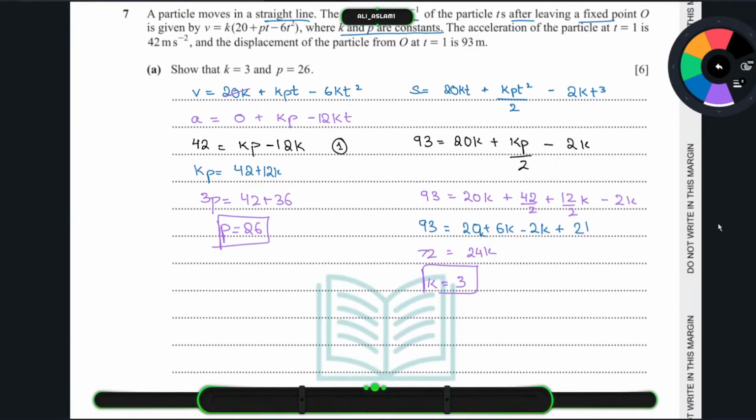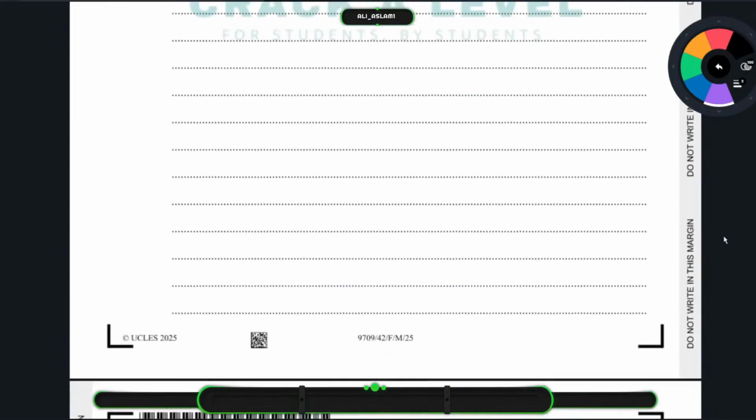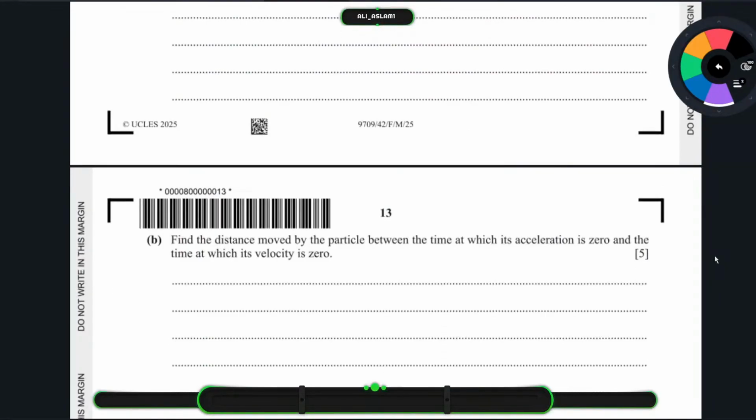That's proven. So we can now write our equation as v is equal to 3 into 20 plus 26t minus 6t squared. That would become 60 plus 26 threes are 78t, minus 6 threes are 18t squared. This is our final velocity equation. Find the distance moved by the particle between the time at which its acceleration is 0 and the time at which its velocity is 0.